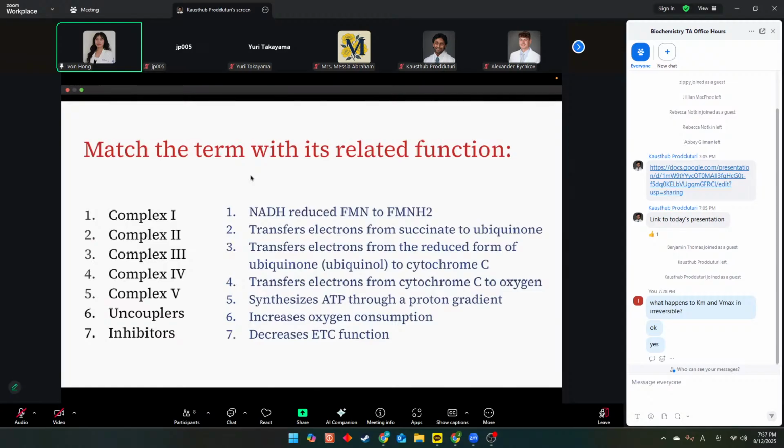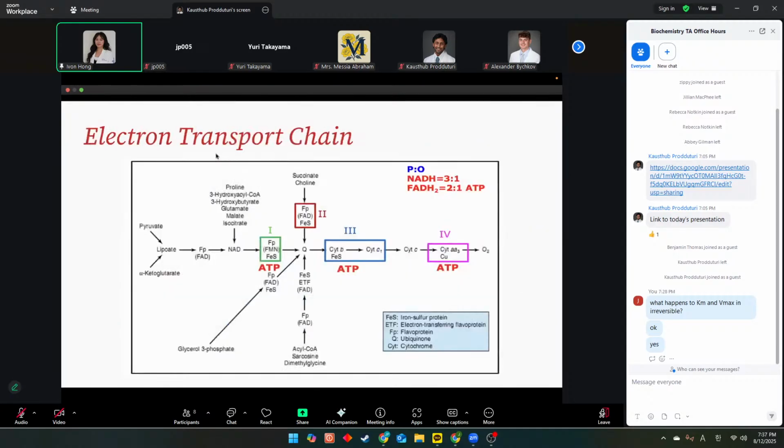Answers are next. And then for the ETC, here we have a full schematic of the ETC. This one is still the same thing, except it's written out with more descriptive terms. For this one, you do need to know complex 1 is FMN, complex 2 is FAD, complex 3 is cytochrome B to C1, and complex 4 is cytochrome A, A3. Why? I'm not sure. They will just be referred to by those names. So again, it's just a naming thing.